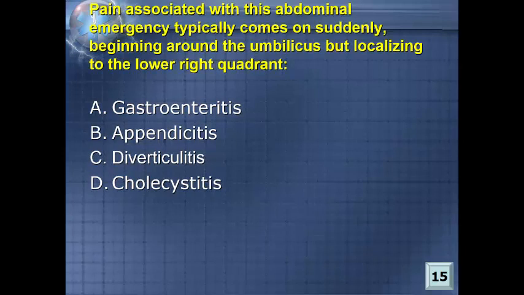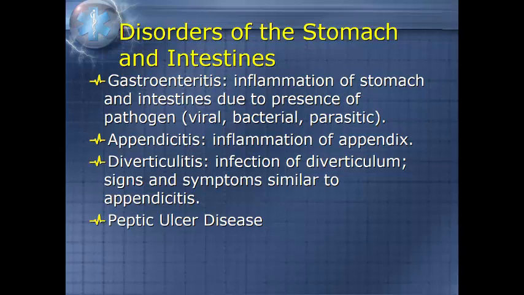Alright, the pain associated with this abdominal emergency typically comes on suddenly, beginning around the umbilicus, but localizing to the lower right quadrant. What do you think it is? It is going to be appendicitis. B, appendicitis. Alright, so gastroenteritis.